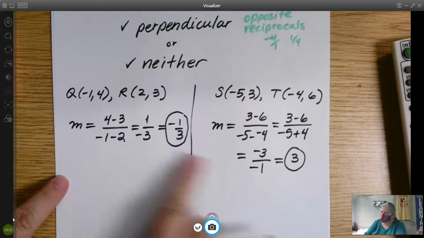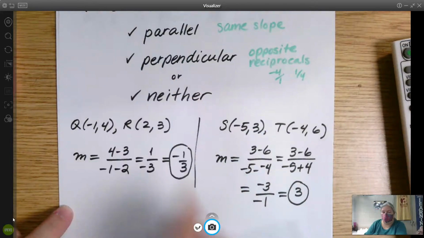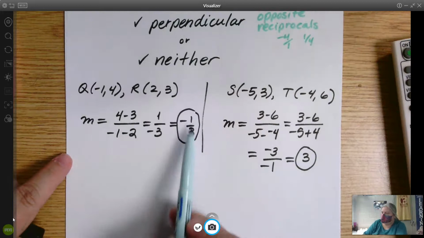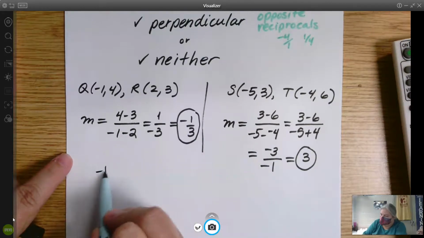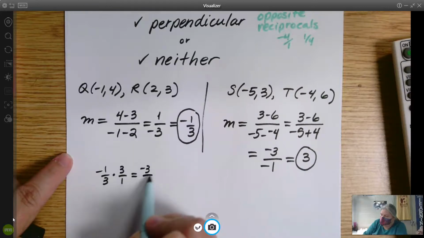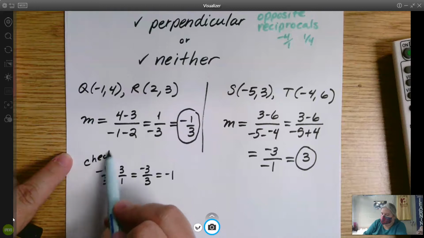Are these two numbers opposite reciprocals? Yes, they are. So these lines are perpendicular. If they had been the same, that would make them parallel. Remember, the other way for me to check these, not just is it flipped over and changed sign, is let's go ahead and multiply those numbers. That gives me negative 3 over positive 3, which is negative 1. So that's one way to check if they are opposite reciprocals.